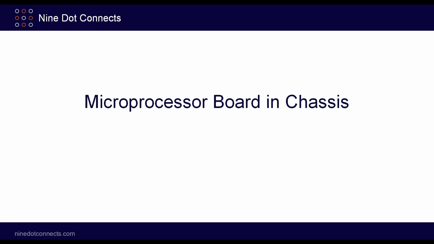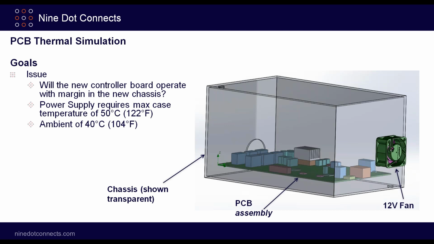So first example, this is a microprocessor board and a chassis. This is something you might have encountered. Here we have a problem statement. We've been asked to design this new microprocessor board, and you're asked, will it work in our new chassis? Because the power supply vendor has given us a rule that this power supply can't go above 50 C. But we're told we have to run at 40 C.